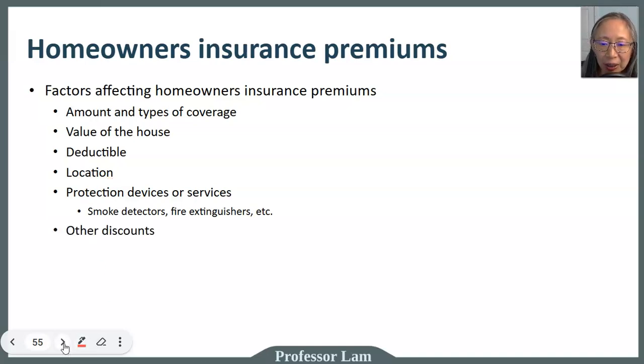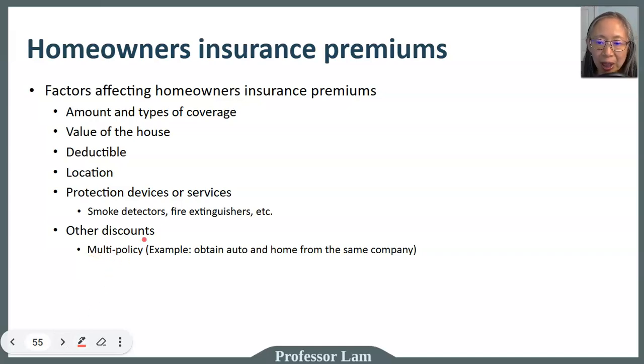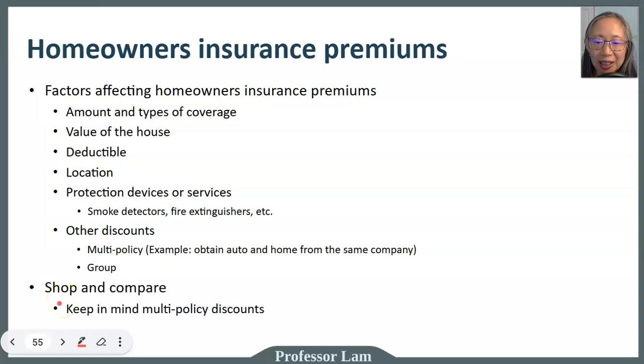Another discount that is oftentimes useful is a multi-policy discount. For example, if you have both your home and your auto insurance from the same company, you may get a discount. A lot of them also offer discounts to groups. So if you belong to the same alumni group or other interest group, you may get a discount. The key to homeowners insurance is to shop and compare the policy. It is worth doing the legwork. If you find a better offer on your homeowner's policy from a new insurance company, you can go back and negotiate with the company that you currently have the auto discount with, so that you can keep the multi-policy discount and still get a good deal.